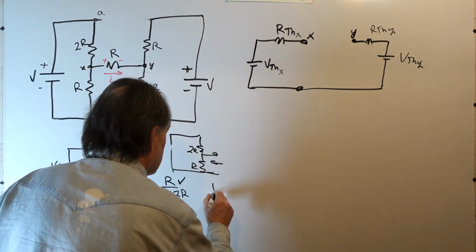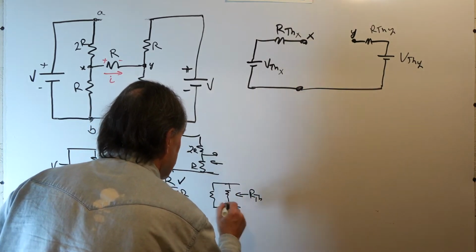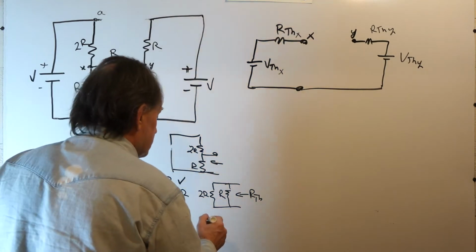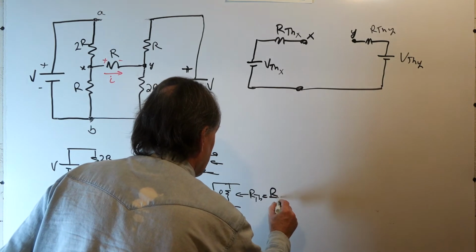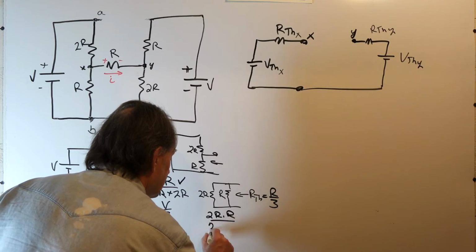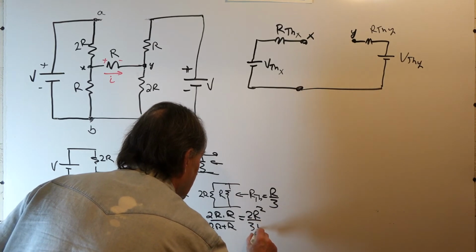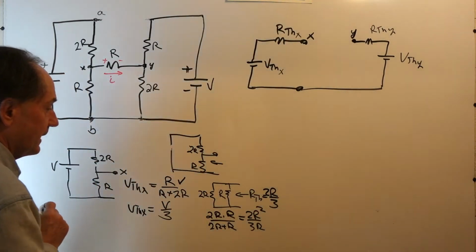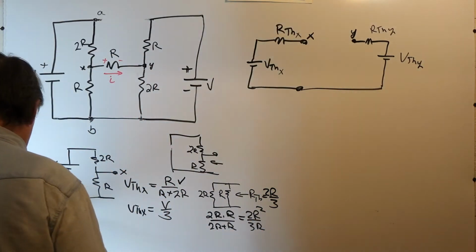Well, what it looks like is we have this combination. This is my RTH, this is 2R, and this is R. The parallel resistance is R times 2R over 2R plus R. So this is 2R squared over 3R, oh, I'm sorry, it's 2/3 R. So the Thevenin resistance looking in is just 2/3 R.